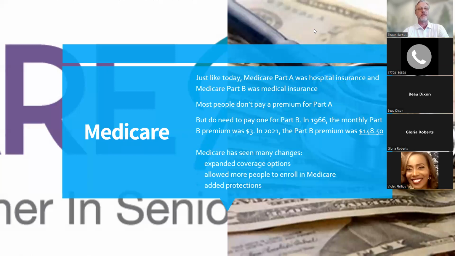But just like today, Part A and Part B, which were original, Part A is hospital, Part B is medical. Most people today don't pay a premium for Part A, but do pay for Part B. Now, in 1966, the Part B premium was $3 a month. And in 2021, the Part B premium was $148.50, which is a pretty significant rise, but still a nominal amount to pay for insurance. So Medicare, as we know, has seen a whole bunch of changes. You all witness them every day, I'm sure, from expanded coverage to allowing more people to enroll in Medicare, and adding protections to Medicare.